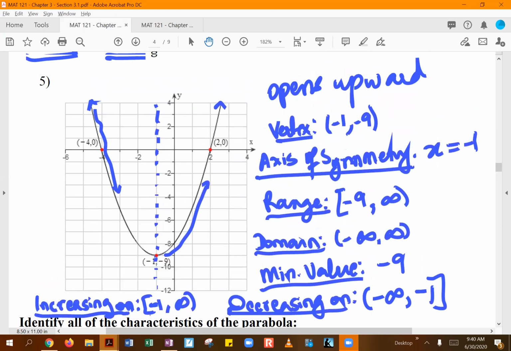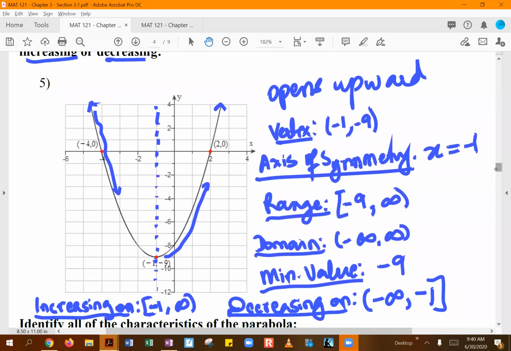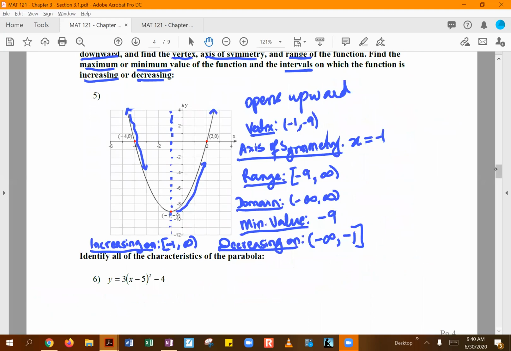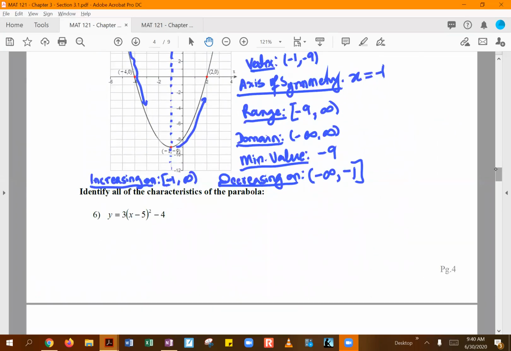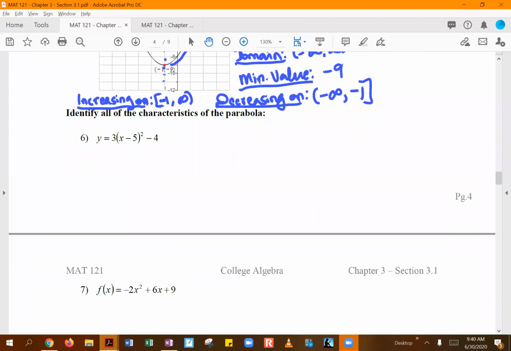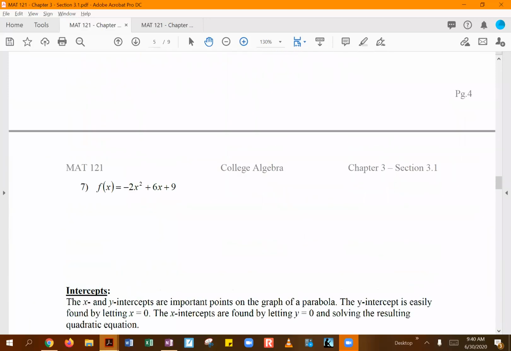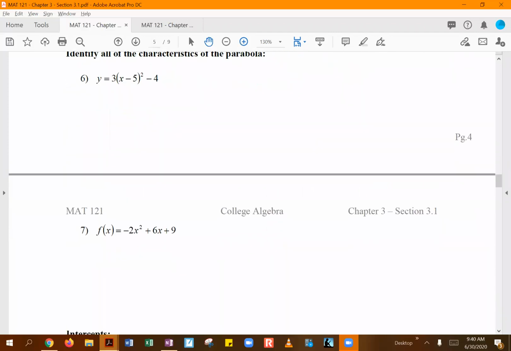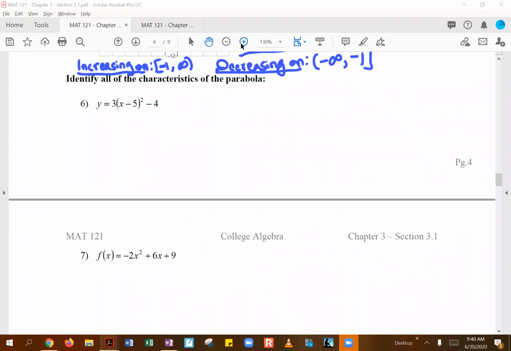So this was just an exercise to see if, if you're given the graph, you would be able to identify all of these different characteristics. But, of course, we should be able to do that just by looking at our equations also. So let's see how we can identify these same characteristics here based on these two equations. So let's start with number 6.